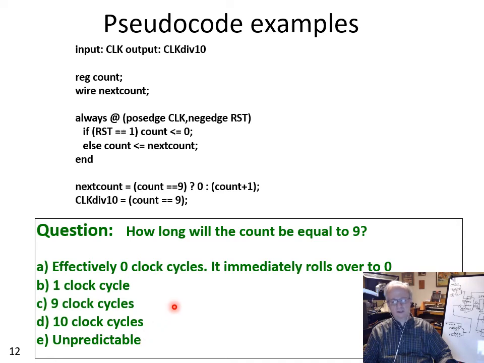Well, do you think it's 0? I mean, when count equals 9, it goes immediately to 0? Well, no, it doesn't immediately go to 0 because next count goes immediately to 0, but then it has to be captured by the register. So it ends up waiting a clock cycle for the change to occur. So in fact, the answer is 1 cycle, or 1 clock cycle.